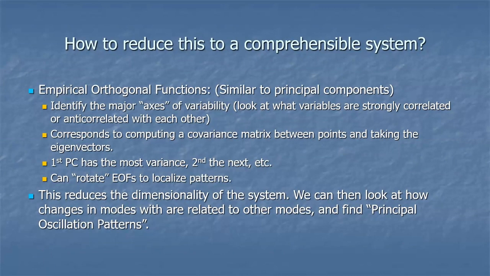We can then look at how changes in the modes are related to changes in other modes and find principal oscillation patterns. So if I have 5 principal components, I can take the rate of change of that and construct a series of linear equations where I map it onto the states of the other principal components. That's a matrix equation, and that matrix itself has eigenvalues, and I can look to see what kinds of oscillation patterns develop from that.